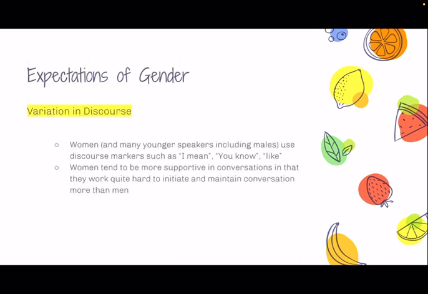Women and many younger speakers, including males, use discourse markers such as I mean, you know, and like. Women tend to be more supportive in conversations in that they work quite hard to initiate and maintain conversation more than men.